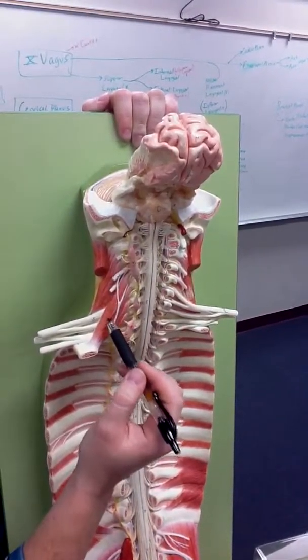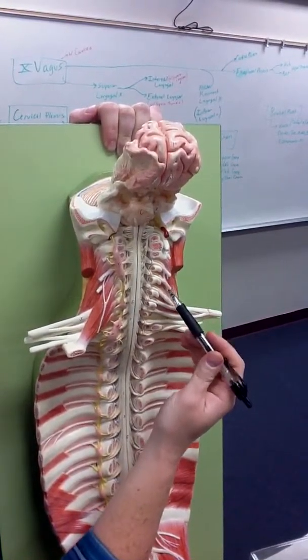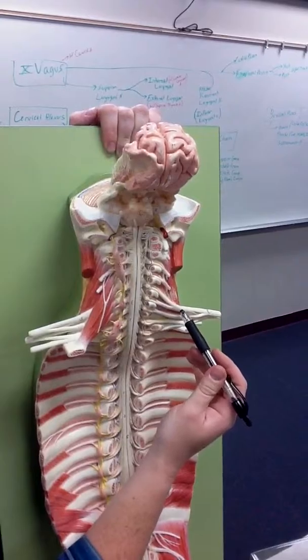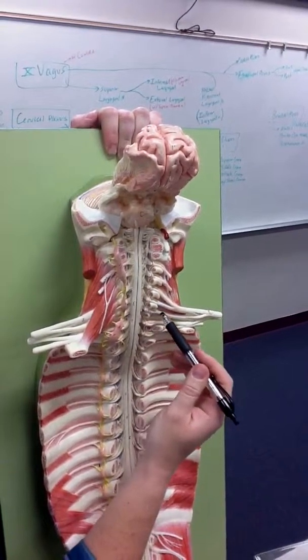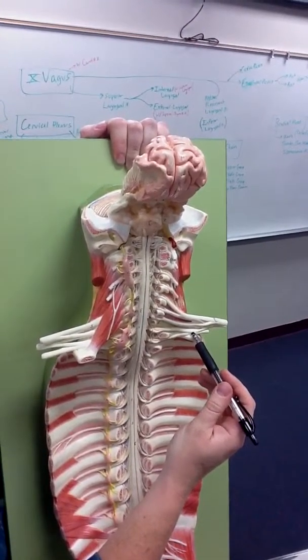This is the phrenic nerve traveling on top of anterior scalene. Here we have C1, C2, C3, C4. Here's C5 and C6 joining together to make the superior trunk of the brachial plexus. C7 making the middle trunk of the brachial plexus. C8 and T1 making the inferior trunk of the brachial plexus.